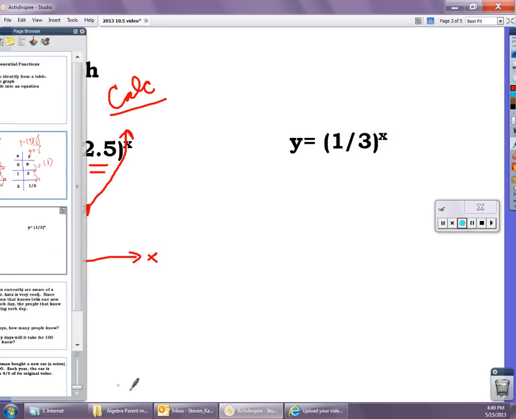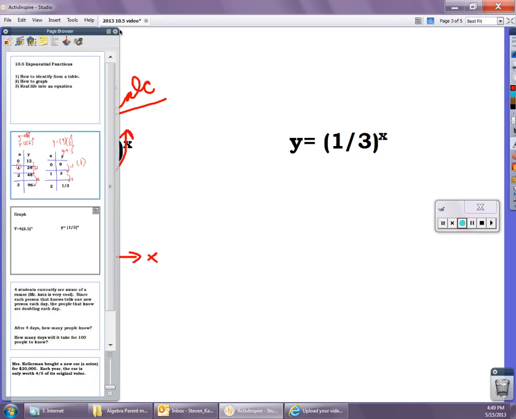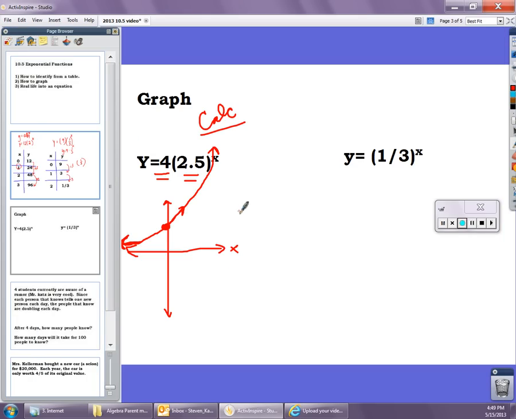And that's how exponentials work. Well, if you weren't sure where exactly to put your graph, you could also make a little bit of a table. So we already know that the y-intercept is 4. So when x is 0, y is 4. So I can go in and actually do, when x is 1, put a 1 in there. And then do 4 times 2.5.